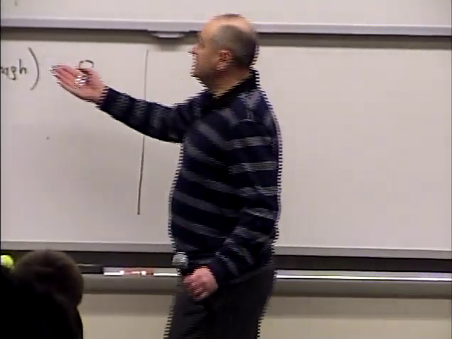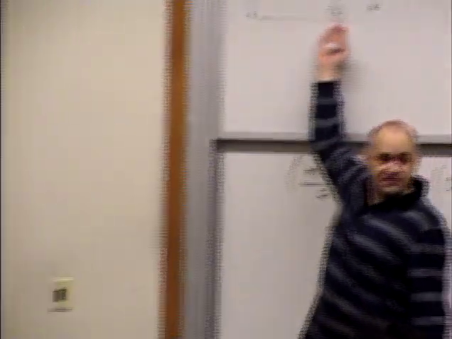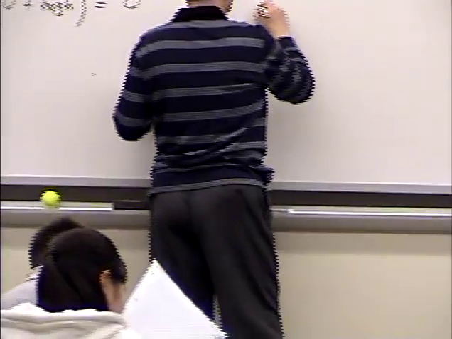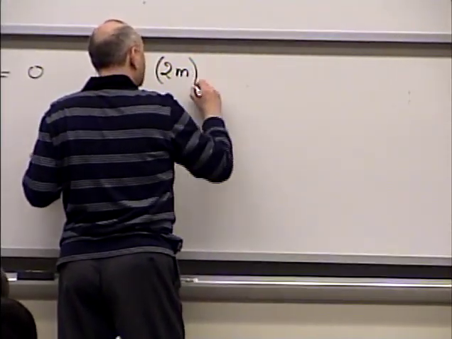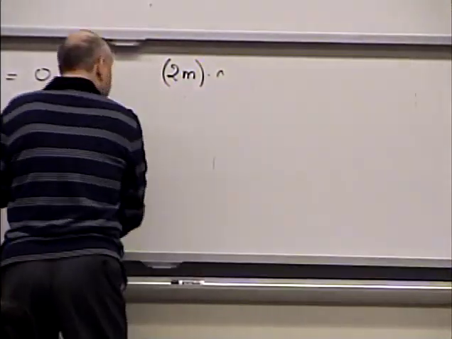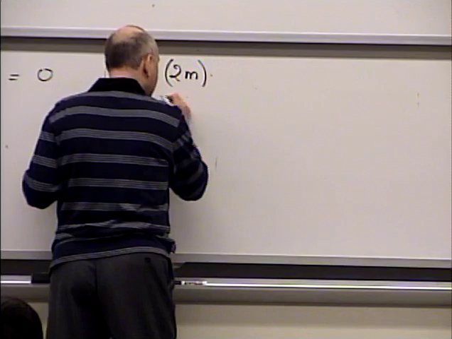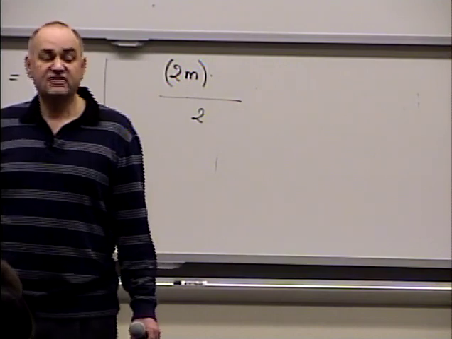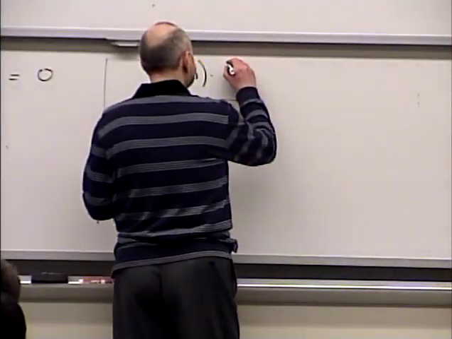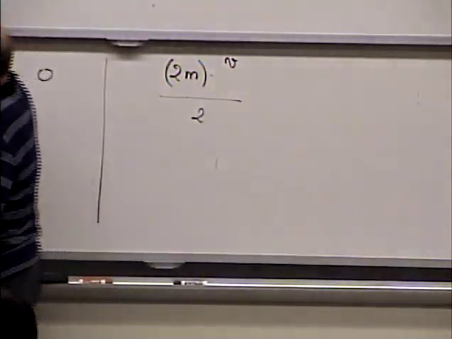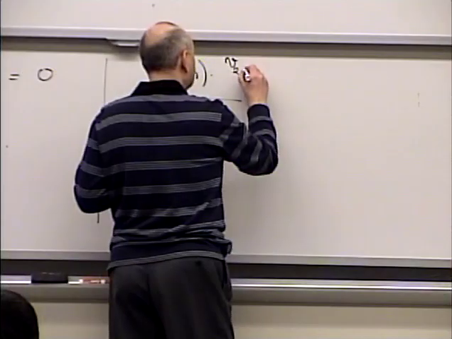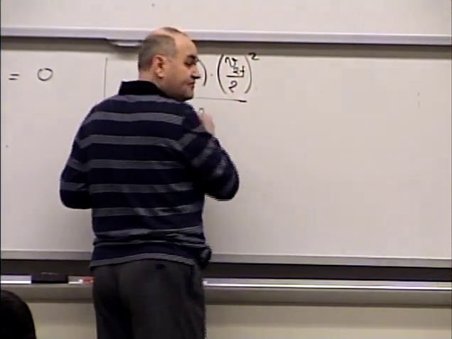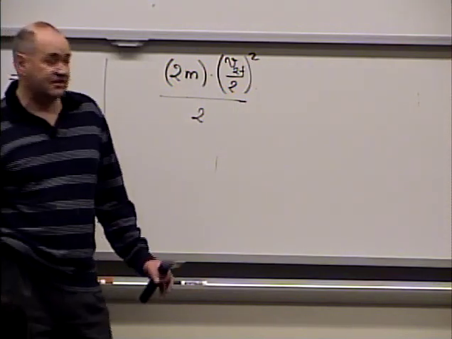So, what is the translational kinetic energy of the system when the ball is over here? We have to take the mass of this entire object. So this is 2 times m times the square of a speed divided by 2. The square of what speed? The center of mass speed, which happens to be half of that speed. So this is the final translational kinetic energy of the system.